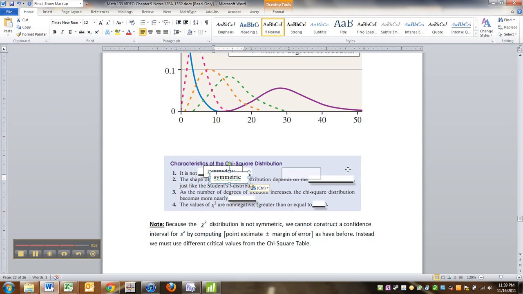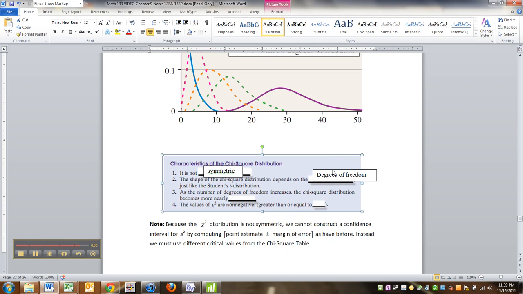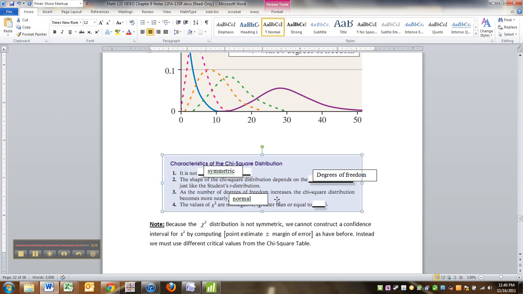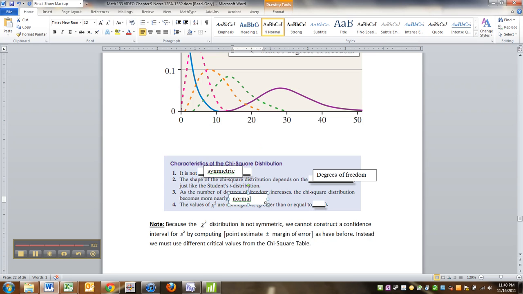Okay, next. The shape of the distribution depends on degrees of freedom, just like the t-distribution. The larger the degrees of freedom, the better in general. And that's what I wrote here. As the number of degrees of freedom increases, what happens? Well, look, this purple curve is almost normal, right? It becomes closer to normal. The larger your sample sizes, the more your degrees of freedom.